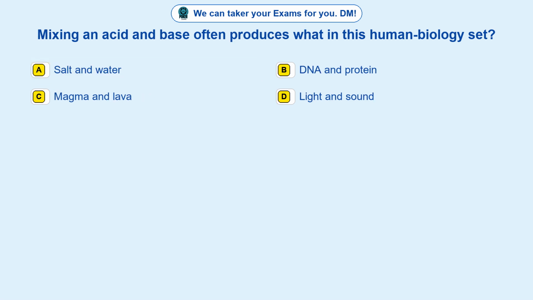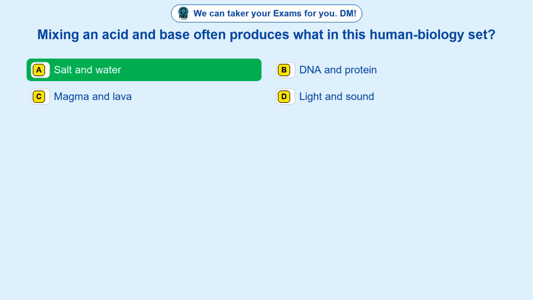Question 38. Mixing an acid and base often produces what in this human biology set? Option A, salt and water. Option B, DNA and protein. Option C, magma and lava. Option D, light and sound. The correct answer is option A, salt and water.